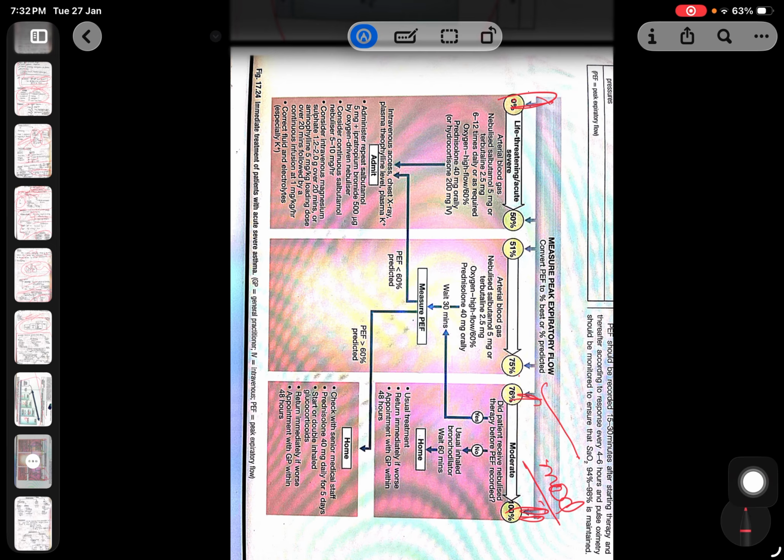That is, you go with the ABG and nebulized salbutamol. Then again you measure the PEF. Then you admit the patient. Then you start ipratropium bromide and all those things, and continuous salbutamol infusion. Then if it's refractory, start IV magnesium. Then you have to correct all these things. Make sure you study this part and know it.